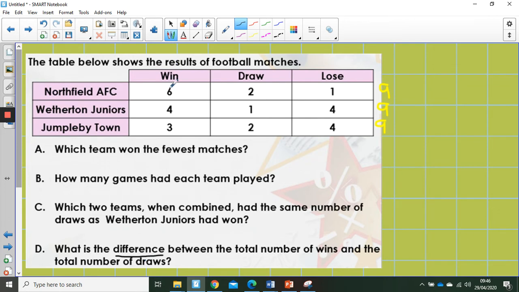Total number of wins, total meaning added together. 6 add 4 is 10, add 3 equals 13. Total number of draws, 2, 3, 4 and 5. So the difference is the difference between 13 and 5.